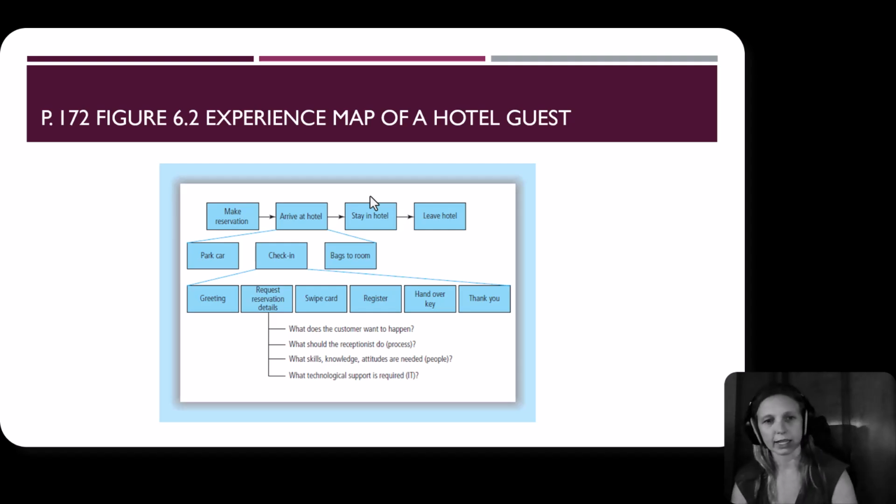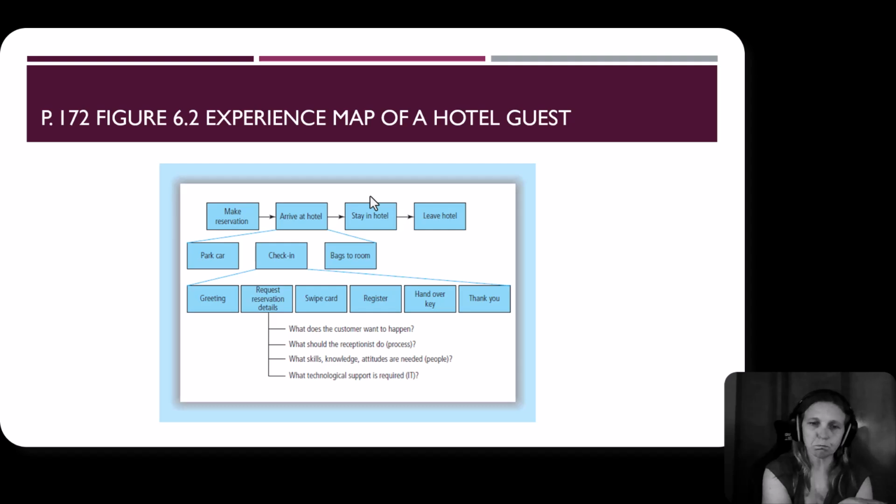So a hotel guest would make a reservation, possibly online, probably online these days, maybe over the phone. And then on the day of, they arrive at the hotel, they park their car, they check in. The check-in process has a subset of other things. So they are greeted. Someone requests their reservation details.